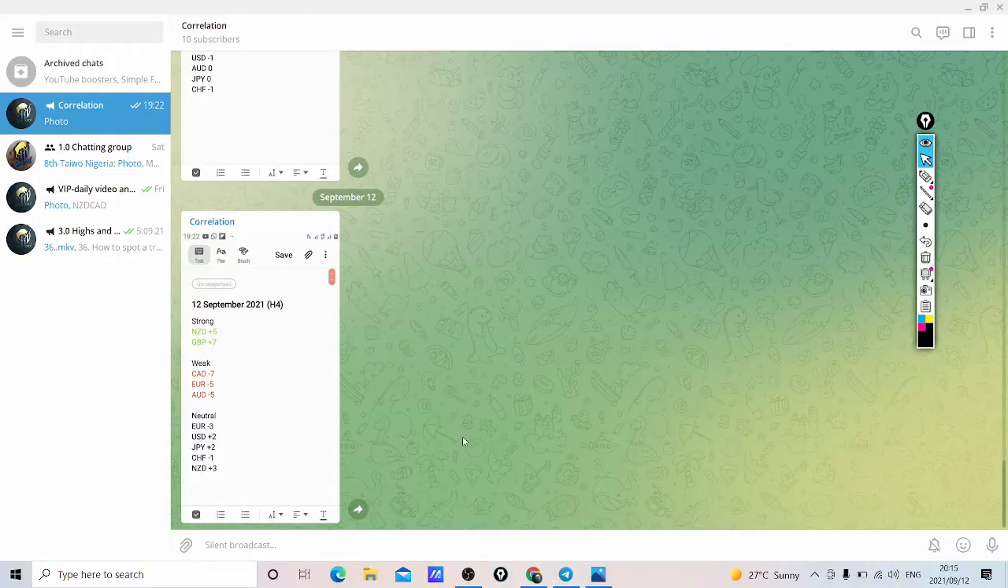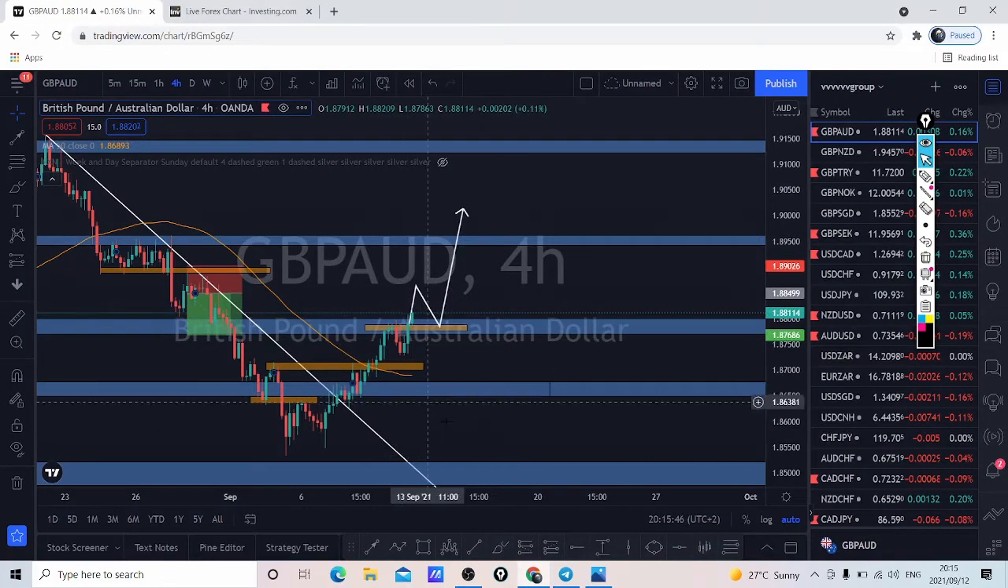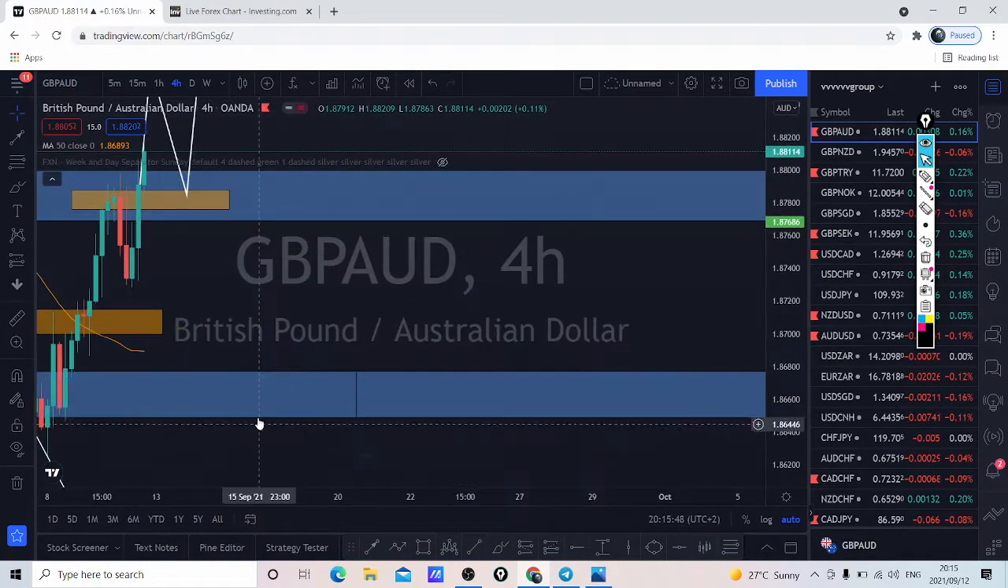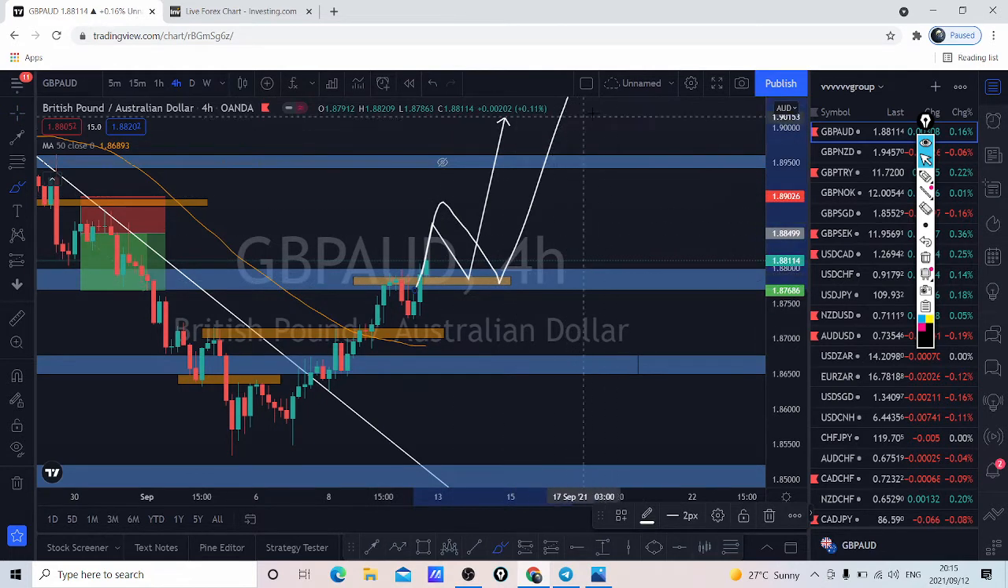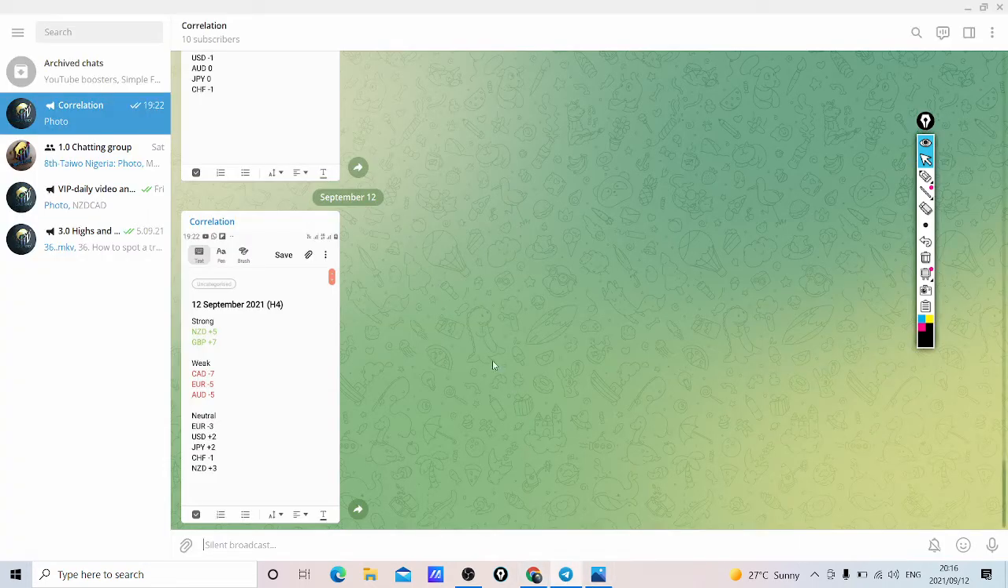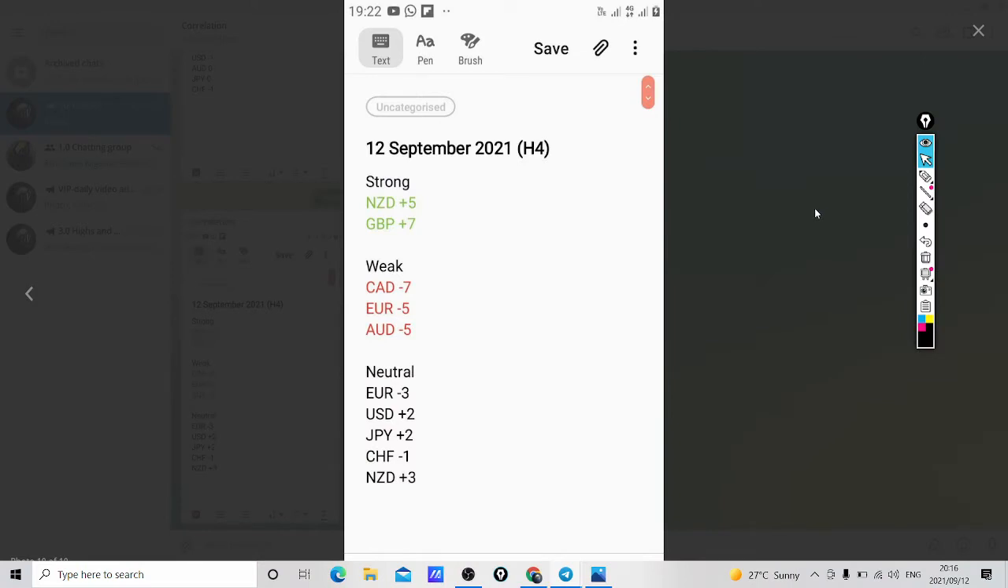So if we come to our charts here, we are going to see a clear uptrend. So this week I'll be expecting a clear breakout followed by a retest and then buy. So that's it on GBP AUD. Let's look at another one here.